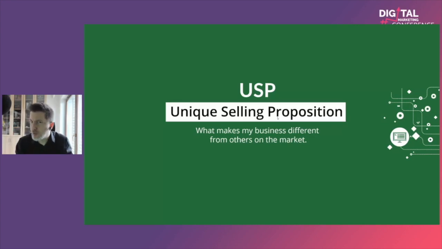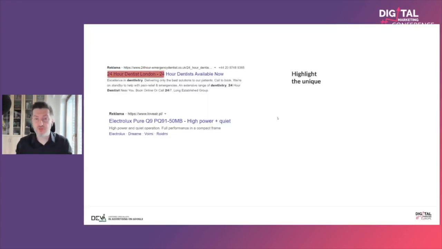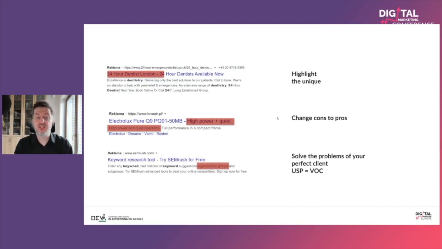So for example, what do we test? Just to give you some examples and inspiration. We test USP, and of course, we can highlight the unique, change the cons to pros, because if I'm searching for a vacuum cleaner, I have in my mind the intent: I want to buy a good one, which is powerful, because I know that some are not powerful and they are very, very loud. And I don't want a loud vacuum cleaner. I have, for example, small kids or a pet in the house, which will be scared by it. Okay. So we put those ideas straight into search results and we can solve the problems.